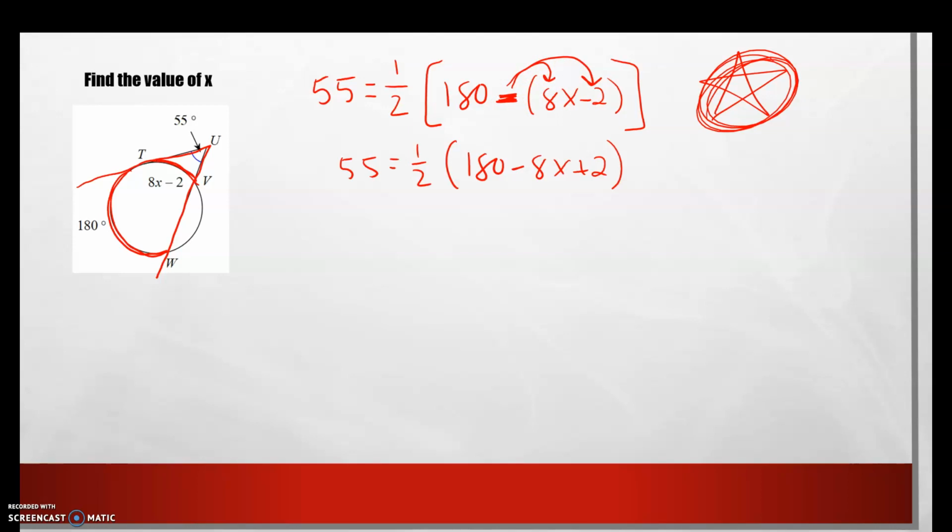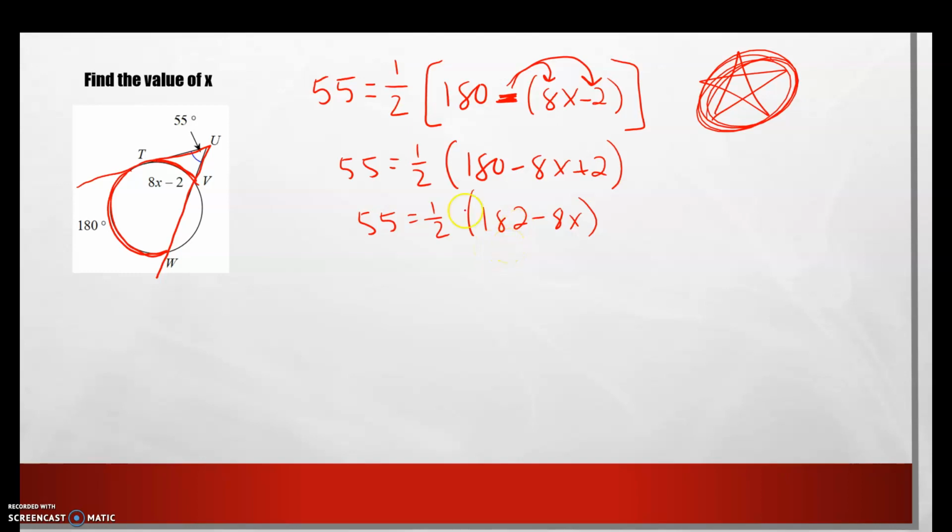Then I'm going to combine like terms. I'm going to get 55 is equal to 1/2 of 182 minus 8x. Now I can do this two ways. Here, I'm going to show you two different ways on how to do this. I can go ahead and distribute this half into both of these because these are both even numbers. But if by chance it wasn't, you'd want to multiply by 2.